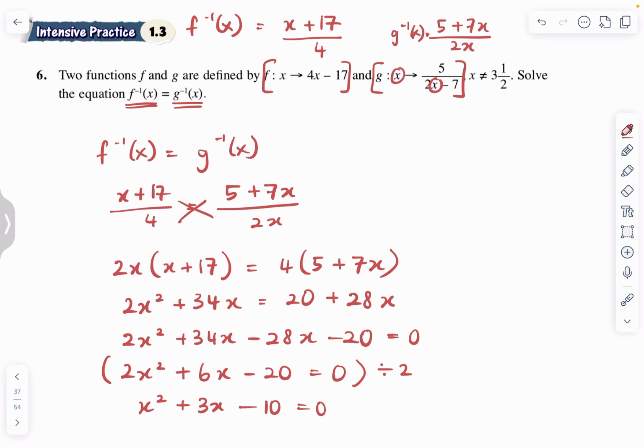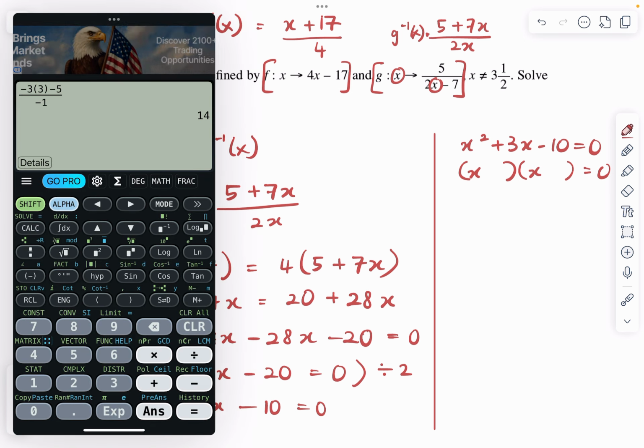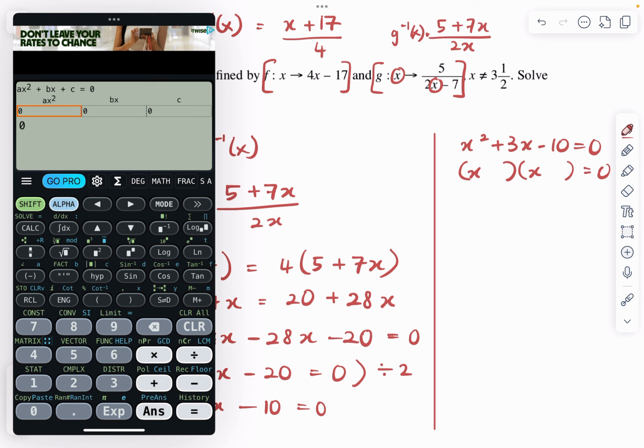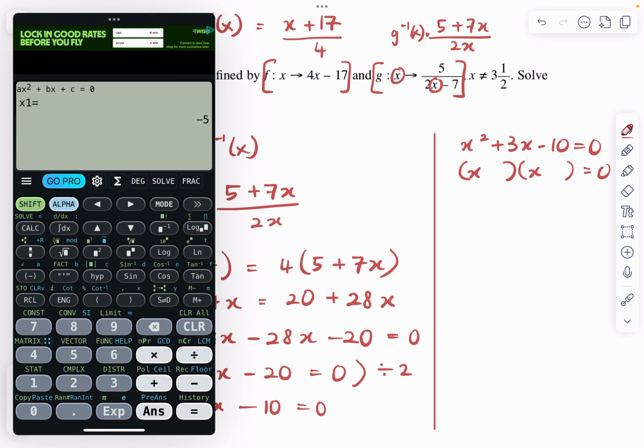From here we can factorize. So x squared plus 3x minus 10 is 0. We can factorize it. You can use your calculator. In this case you press mode, your calculator will be a bit different. 1, 3, negative 10. So x is negative 5 and x is also 2.